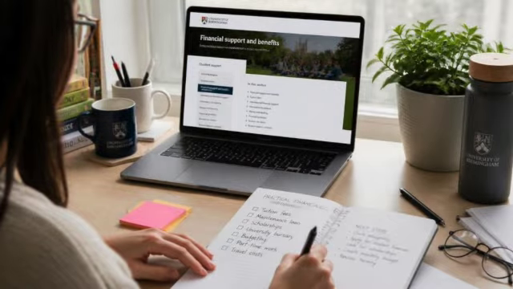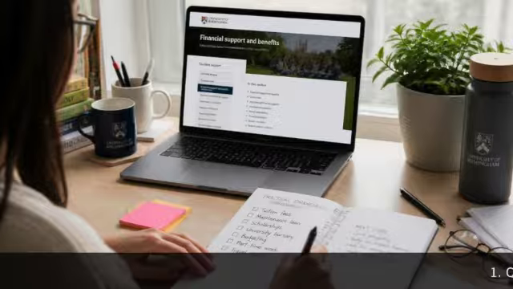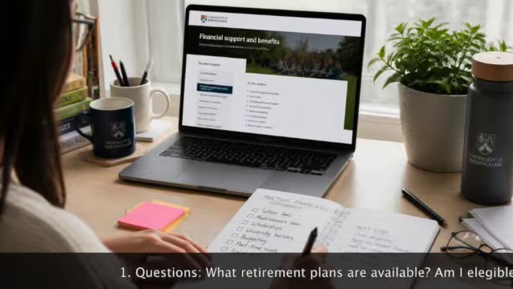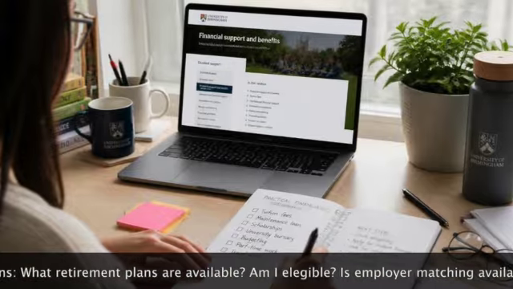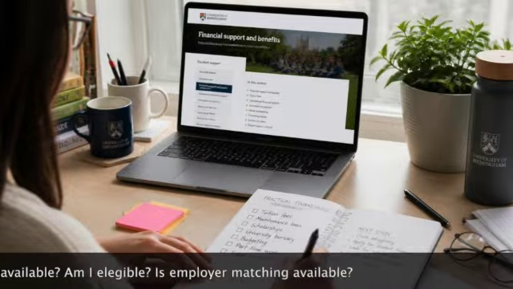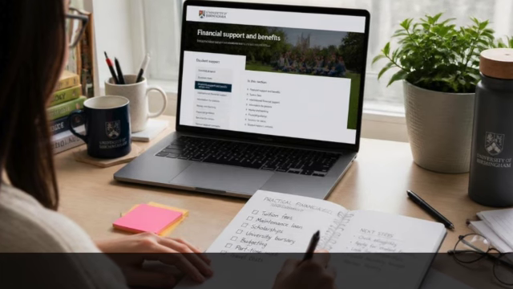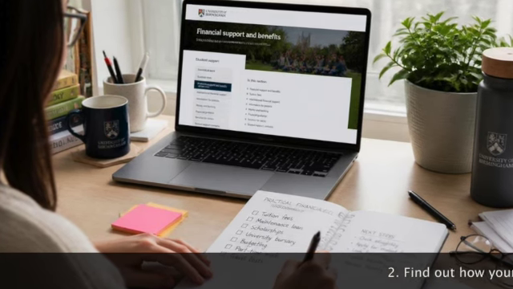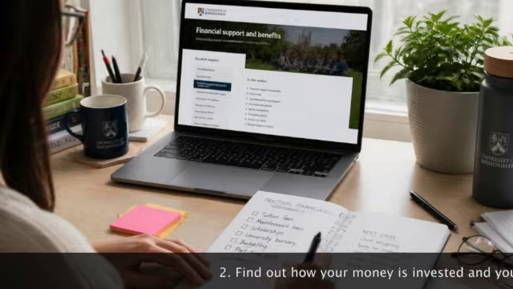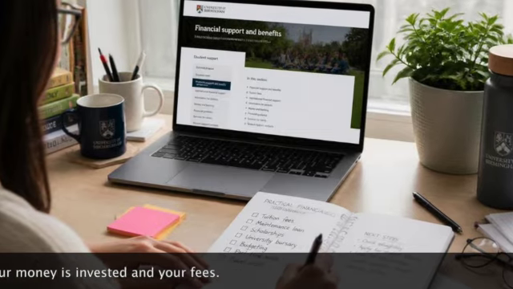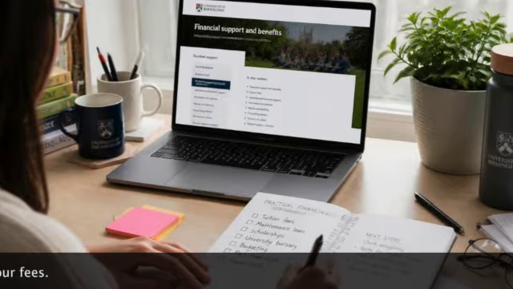Let's end with 3 practical actions. First, contact your human resources, payroll, or benefits office. Ask, what retirement plans are available? Am I eligible? Is employer matching available? Second, if you already have a retirement account, find out what it is invested in. Many people contribute for years without knowing what investments they actually hold.